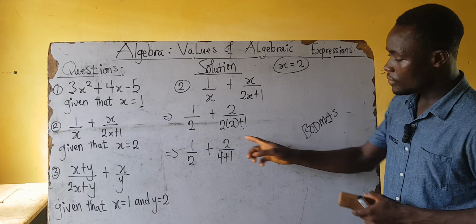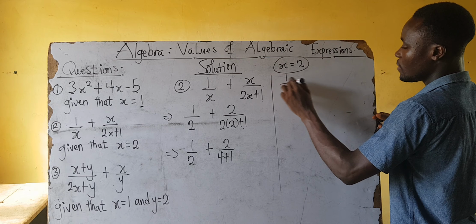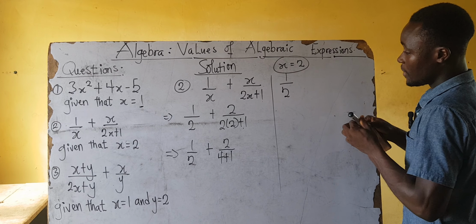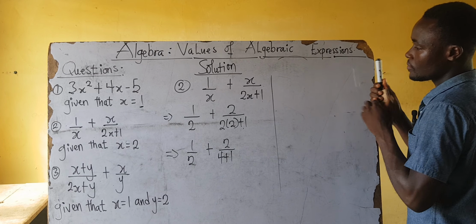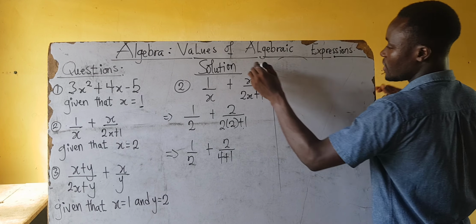Now we continue with the next procedure at this side as the continuation. So we have 1 over 2. The value of x was given as 2. So continuing at this section, I have 1 out of 2 plus 2 out of, now 4 plus 1 gives us what? 5. 4 plus 1 is 5. So we've gotten two fractions. That is 1 out of 2 plus 2 out of 5.